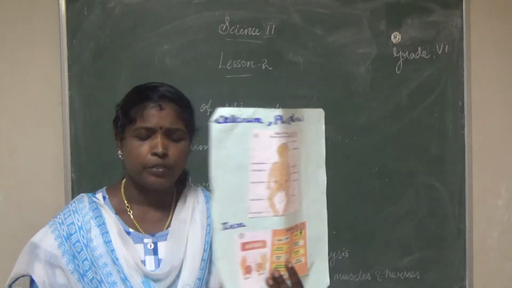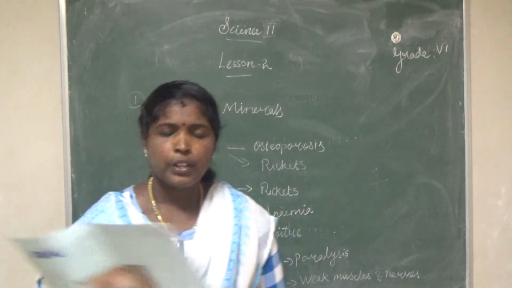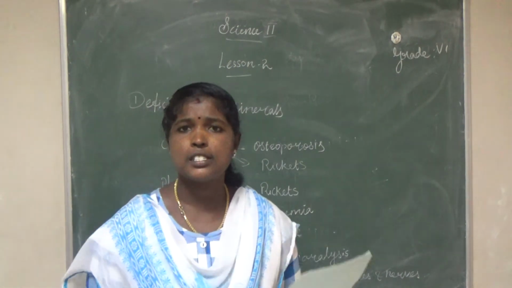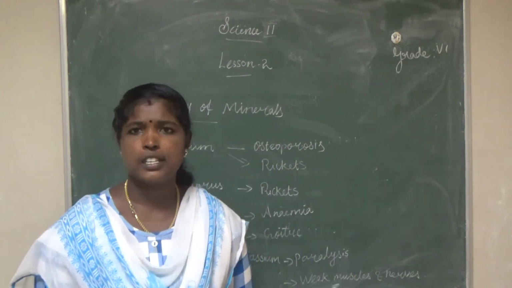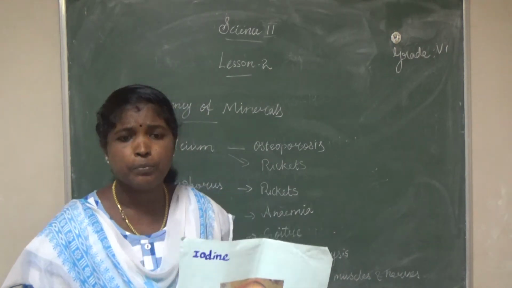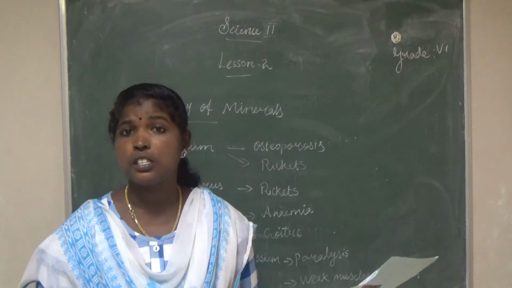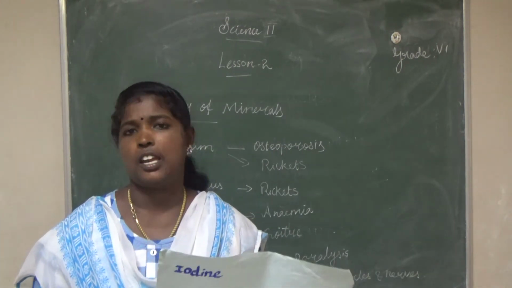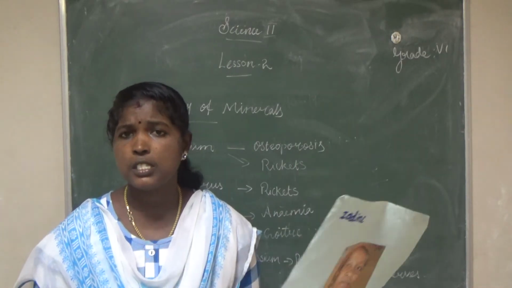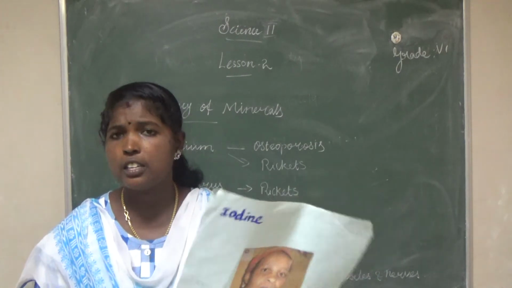Then next one, phosphorus. What food items contain phosphorus? Cereals, pulses and milk. These are some of the food items that contain phosphorus. What is the function of phosphorus? It strengthens bones and teeth. Phosphorus is helpful for the formation of teeth and bones.